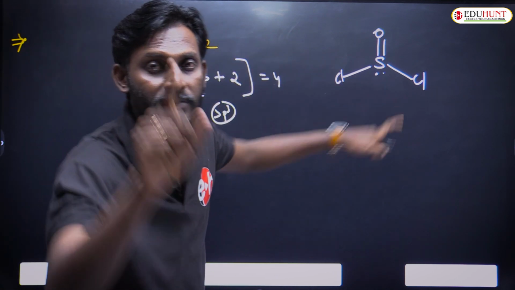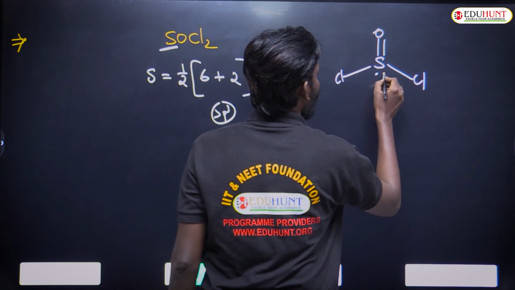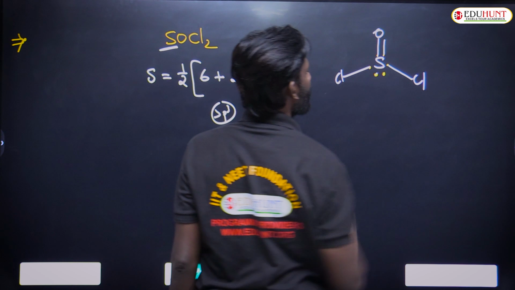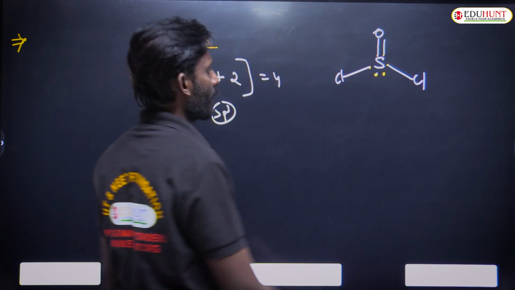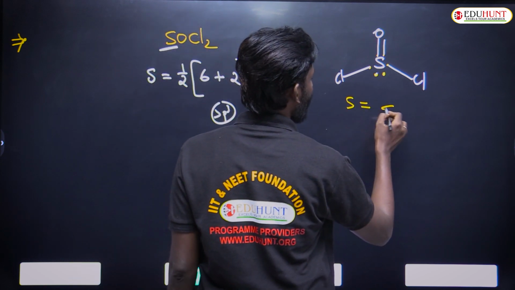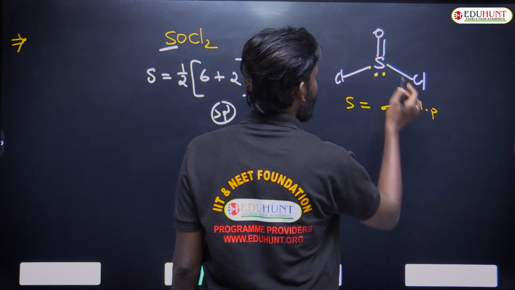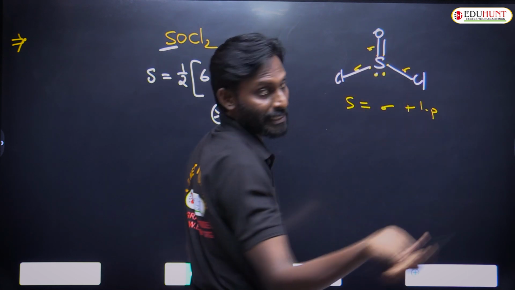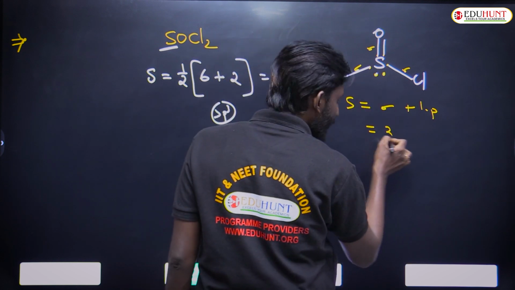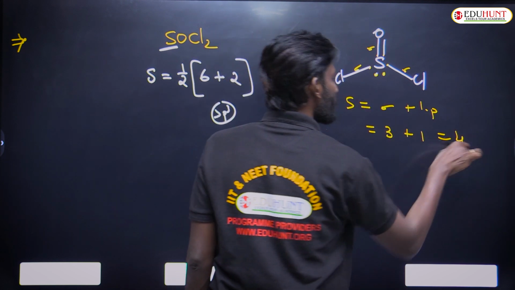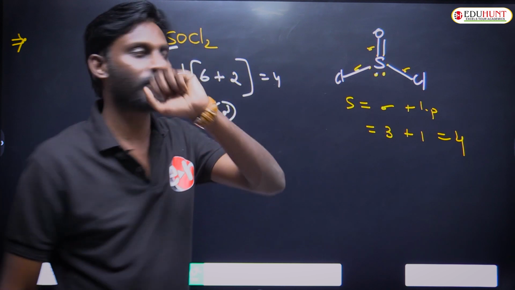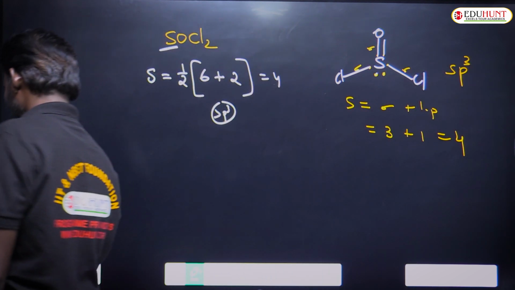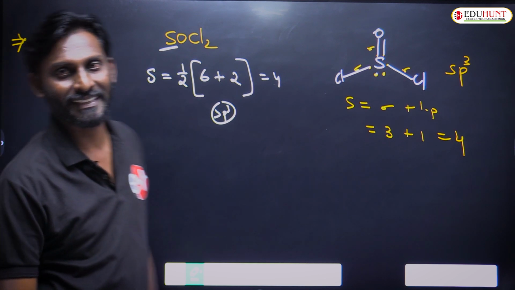In the valence shell of sulfur there are 6 electrons: 1, 2, 3, 4, 5, 6. And simply S value is equal to number of sigma bonds plus lone pairs. Single bond is sigma. In the double bond, 1 bond is sigma and there is 1 lone pair. So there are 3 sigma plus 1 lone pair, so the steric factor comes to be 4. So the hybridization is sp3. Are you getting what I am saying?